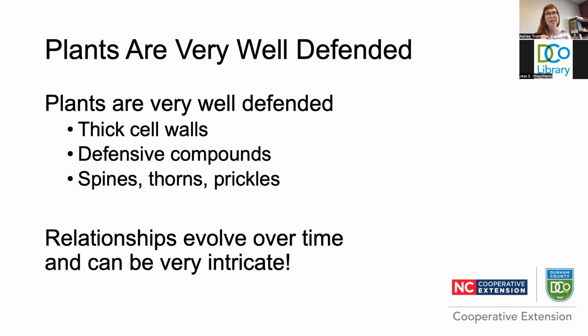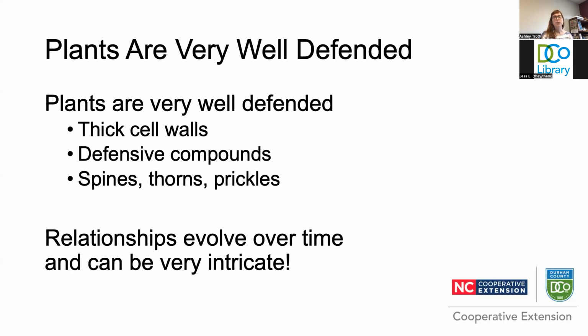Nicotine is a plant insecticide. Caffeine is a plant insecticide, right? All of these things that, unfortunately for the plants, we think are delicious are often things that those plants developed as defenses. Obviously, there are also things like spines, thorns, prickles. And so for insects to be able to eat plants, those are very complicated relationships that have to evolve over time, and they can be very intricate.